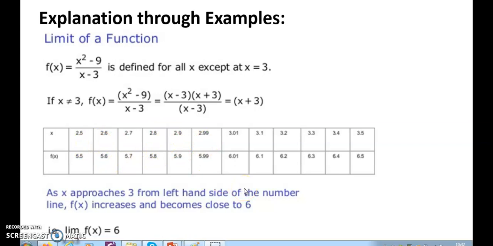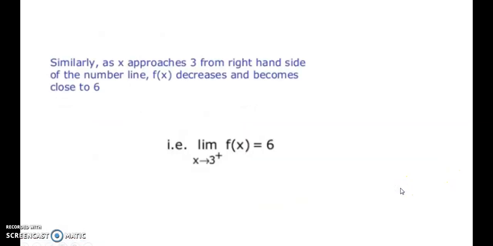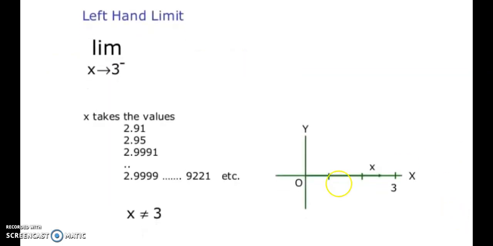Similarly, as x approaches 3 from the right hand side of the number line, f of x decreases and becomes close to 6, that we call a right hand limit. We can visualize it from here as well.